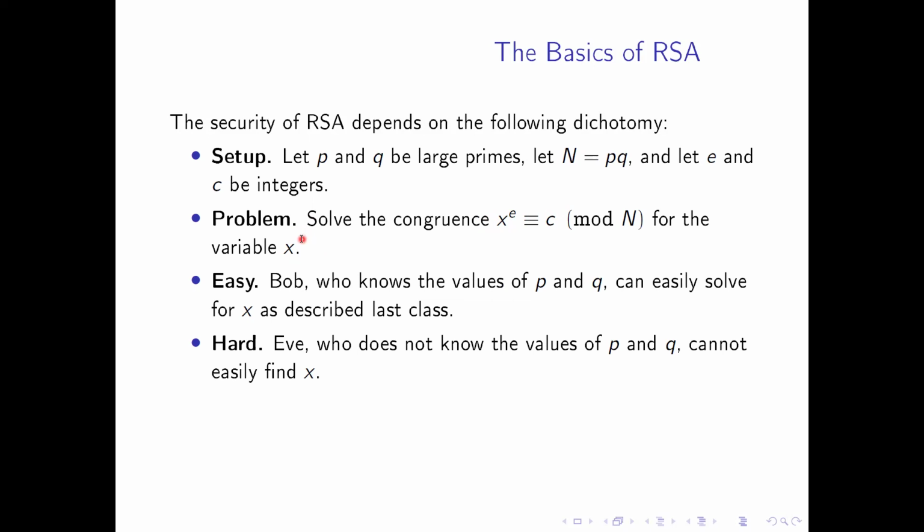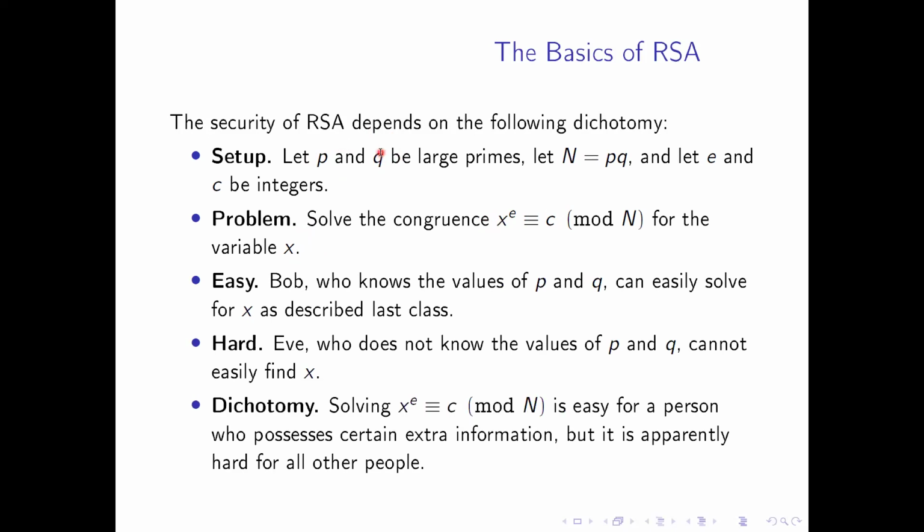We have to understand that for Bob, it's really easy because he knows P and Q. For Eve, it's hard because she does not know P and Q. So P and Q become the critical things. So the idea is that solving this x to the e is congruent to c is easy for someone who has extra information, but it's really hard for people who don't have that information.